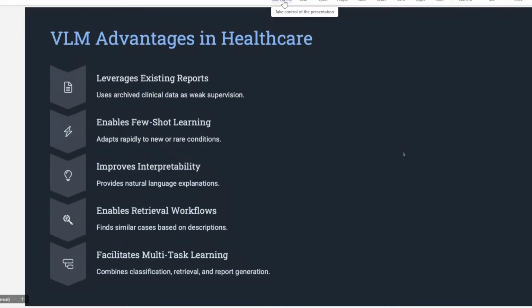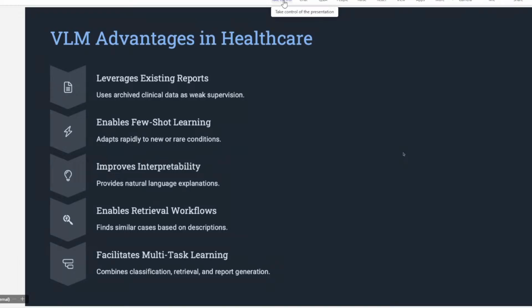And let us brief over some advantages. First, they make use of existing radiology reports as weak supervision, reducing the need for manual annotations. Secondly, they enable few-shot learning, which is especially valuable for the rare conditions where labeled data is quite limited. Thirdly, they improve interpretability by producing human-readable explanations. Fourth, they support content-based retrieval. For example, finding cases similar to a new patient.